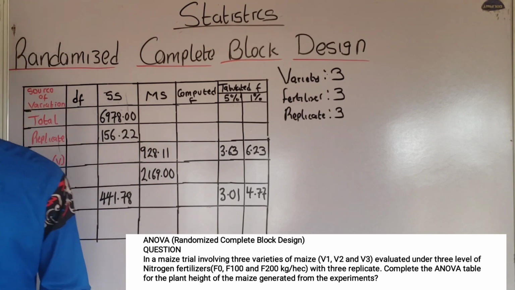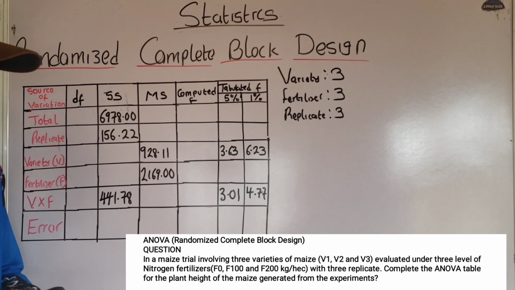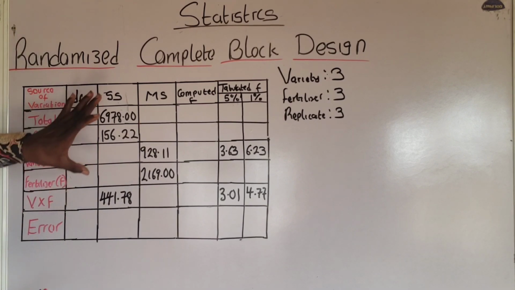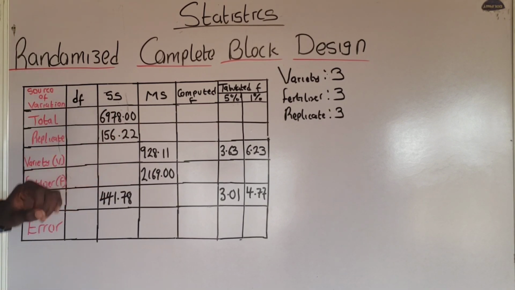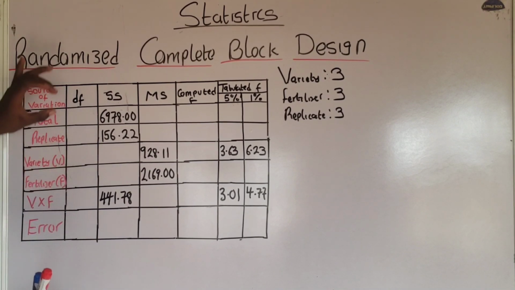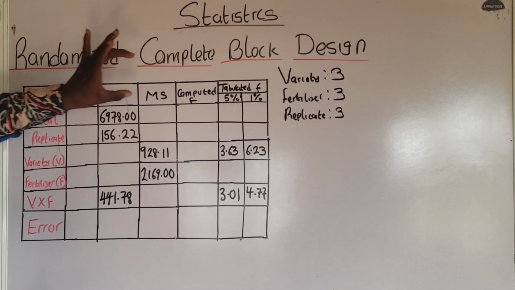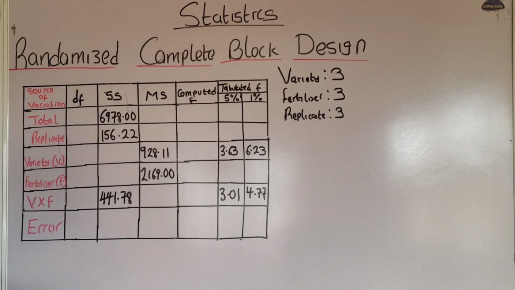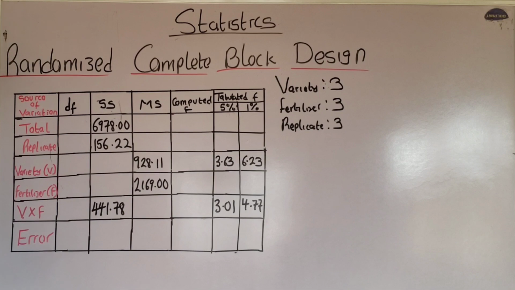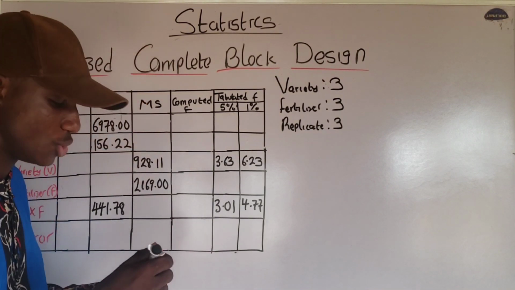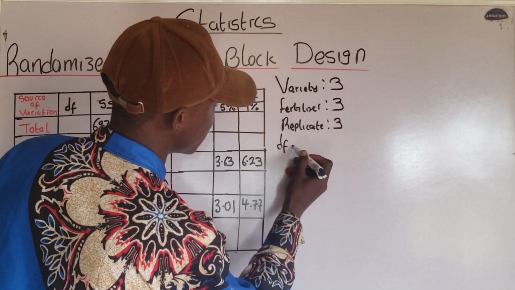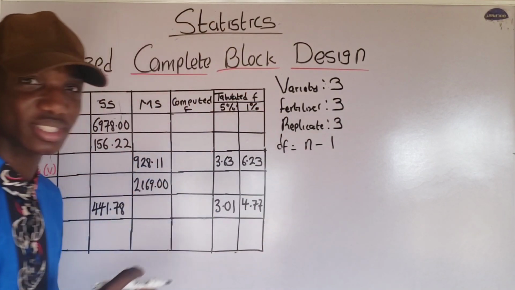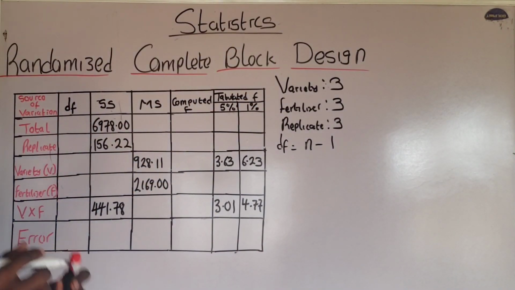All you have to do is that we have been given some values on this table. Is that not it? Now, in our previous class, I gave you some formulas. There is a formula to calculate the degree of freedom, the sum of squares, the mean squares, the computed F, and we've been given the tabulated F. Now, let us start by getting the total degree of freedom. Don't forget, in our previous class, I told you the degree of freedom is equal to n minus 1.